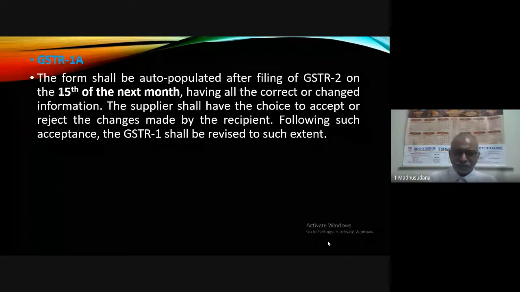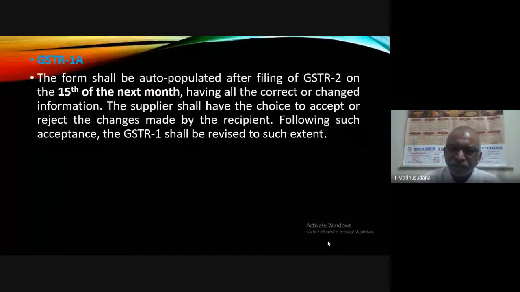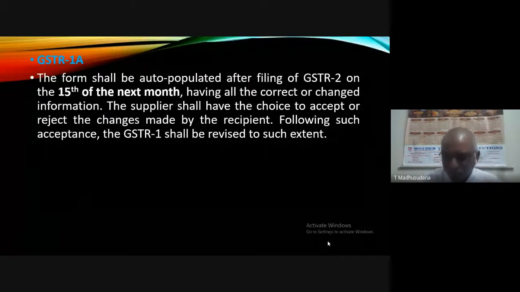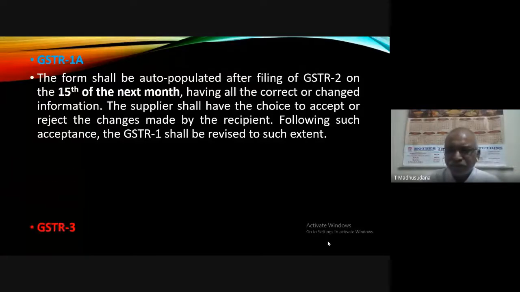So if there are any corrections in the GSTR 1A, that can be done by the recipient. Following such acceptance, the GSTR 1 shall be revised to such extent. So after making corrections in GSTR 1A, automatically GSTR 1 is revised and submitted to the government officials. Next, GSTR 3.